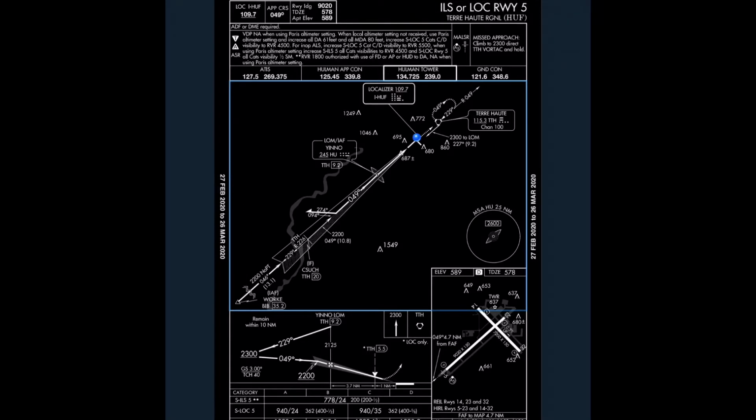So next thing we want to do is make sure, obviously, we're using the correct approach, right? We either use ILS or localizer runway 5. So we actually use either or. However, typically we'll use the ILS unless we do not have a glide slope equipped on the aircraft.